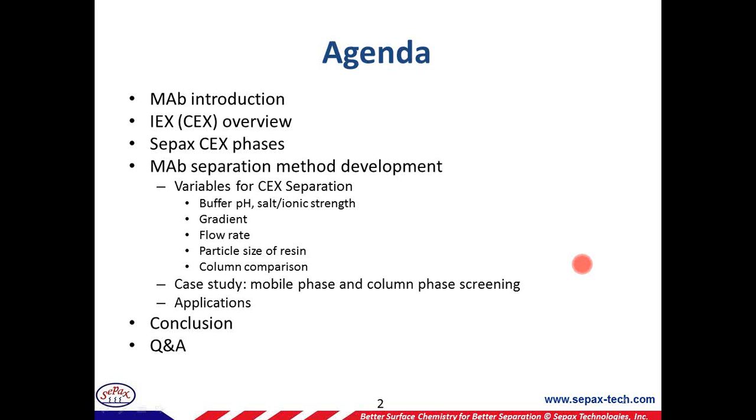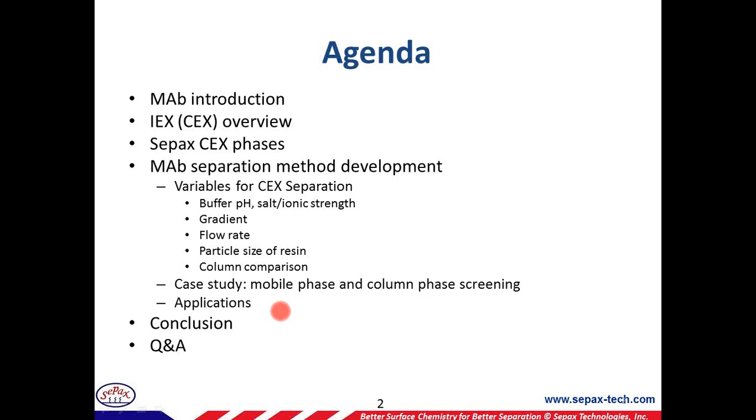We'll talk about the variables going into the method development, such as the buffer pH, the salt and ionic strength, gradient, flow rate, and the resin particle size. Also, we'll move on to the column comparison. There are quite a few columns on the market, and we want to see what the differences are between our column and the columns on the market. We'll do a case study doing the mobile phase and the column phase screening using different mobile phases and also the cation exchange phases we have at Sepax.